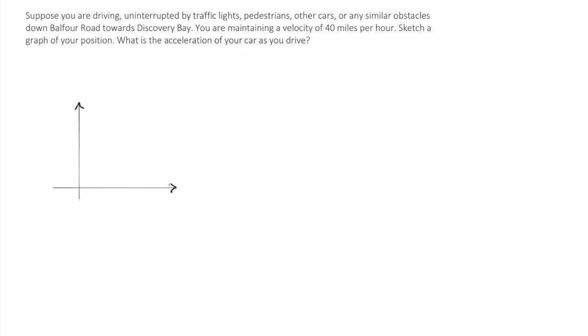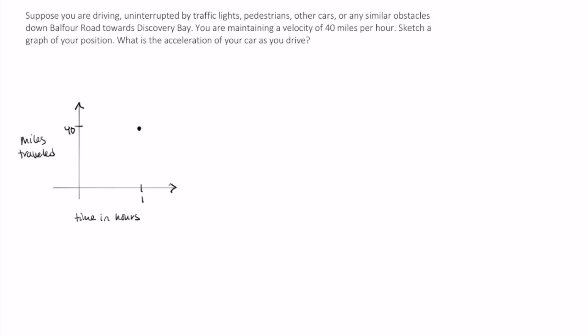So here I have the beginning of a graph, and let's go ahead and label our axes. Our horizontal axis is time in hours, and our vertical axis is miles traveled. Now we need to graph our position with respect to time. So after 1 hour, we will have traveled 40 miles, since we're going at a constant velocity of 40 miles per hour. So that's there.